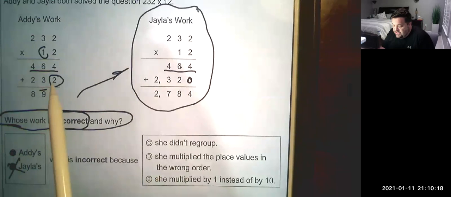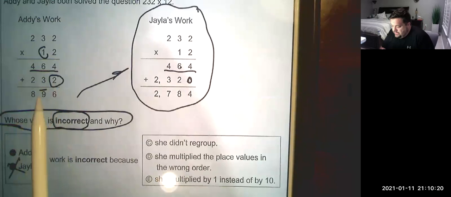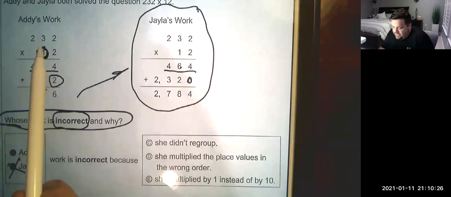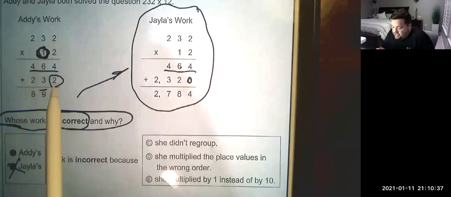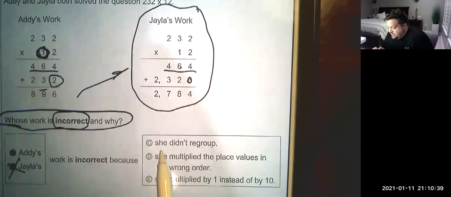Let's take a look. One of these is why she was incorrect. Now, we know that she didn't do the place value, right? She didn't move into the tens column, right? So she actually made this 1 right here that's actually a 10 in the tens place. She actually made it a 1 because 1 times 2, she should have the 2 here for 20, right? Because it's really 10. And she put it over here. So let's look. She didn't regroup.